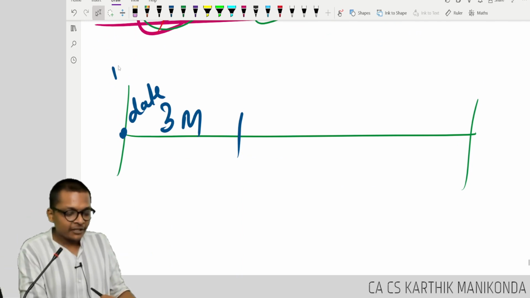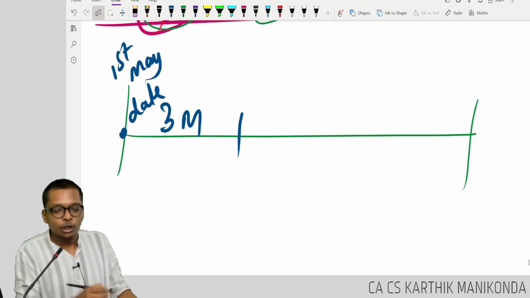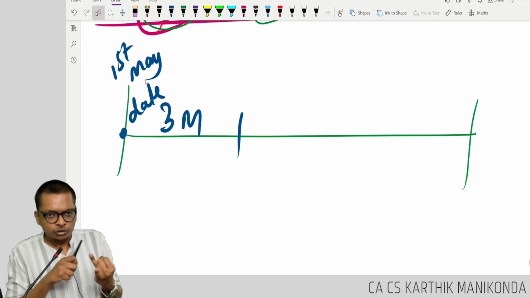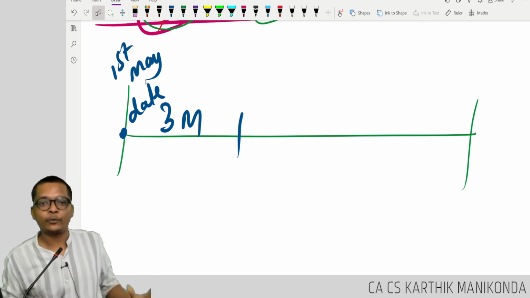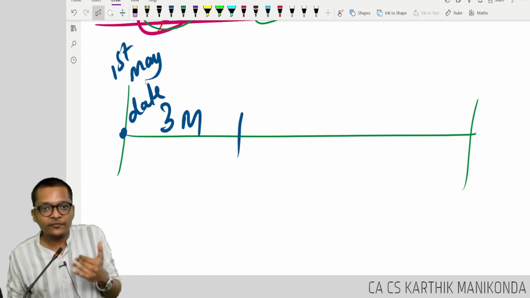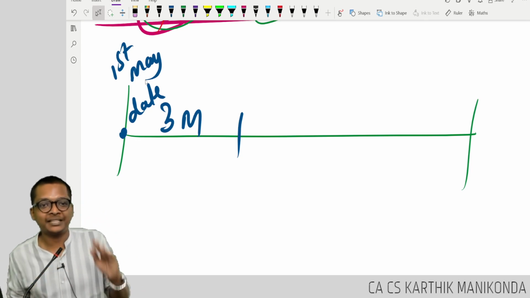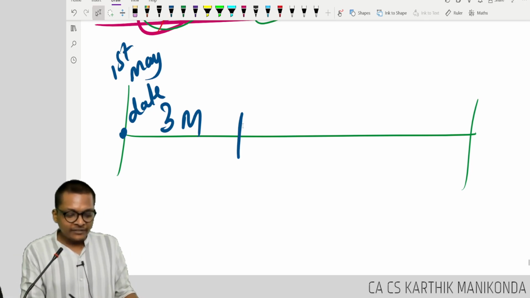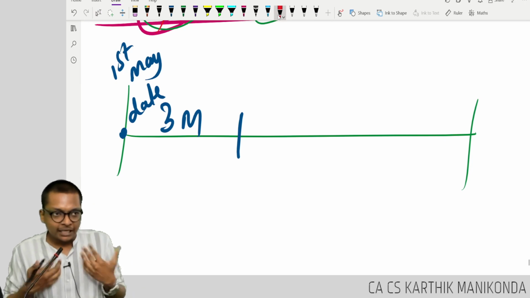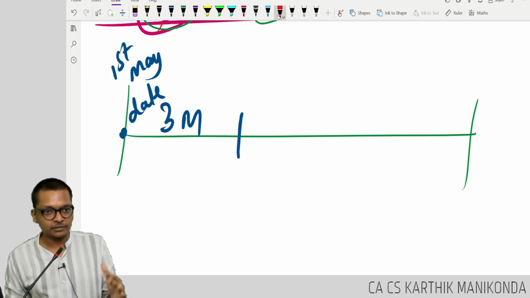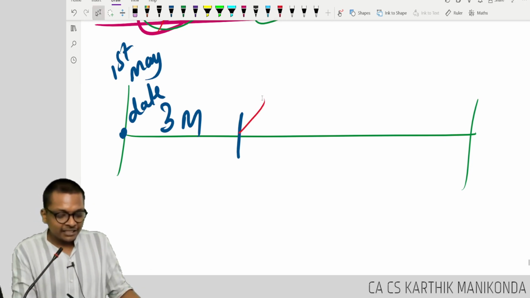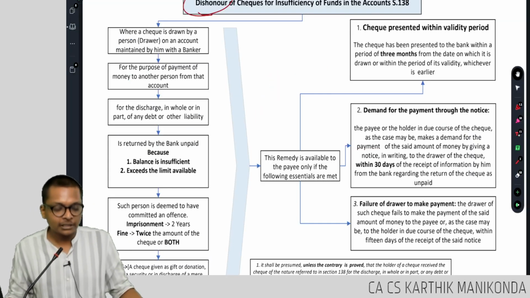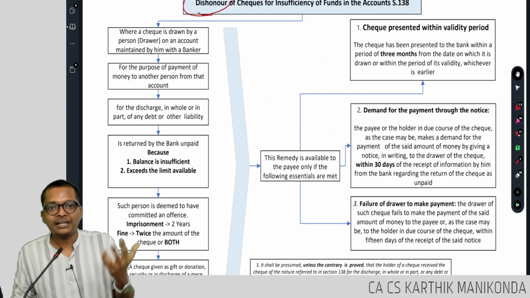That means if I got a check on 1st May, you have to deposit within May, June, July ending, I have to deposit by 1st August. After that, if you deposit, the bank will not accept that check. Are you following, guys? After 3 months, if you deposit, gone. I can't do anything. But I deposited within 3 months from the date. The check bounced. Why did it bounce? Because balance was not available.